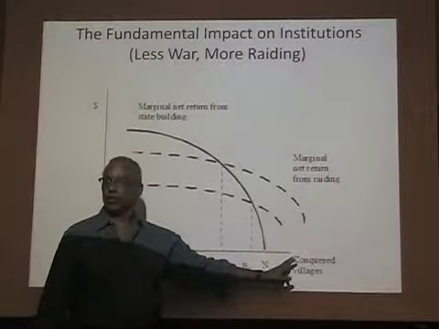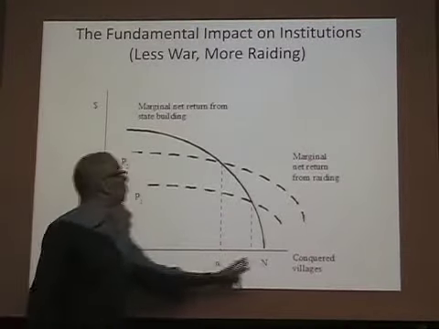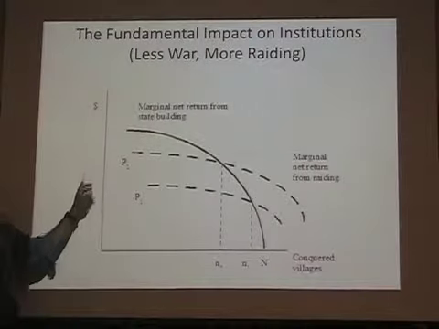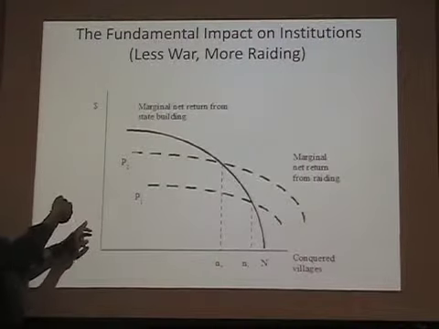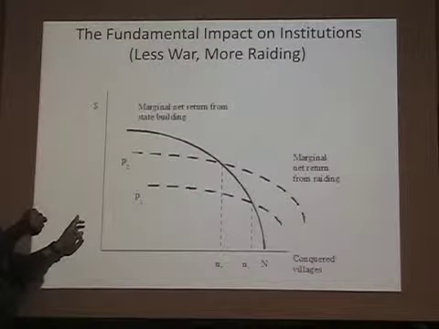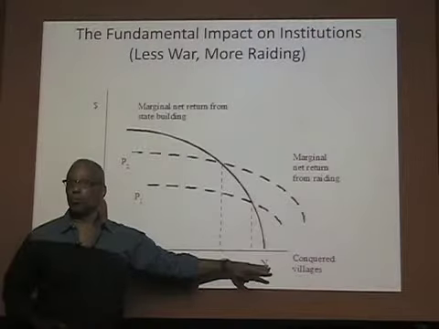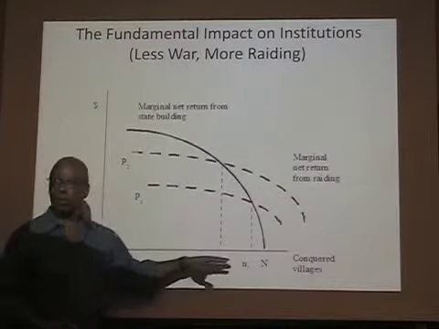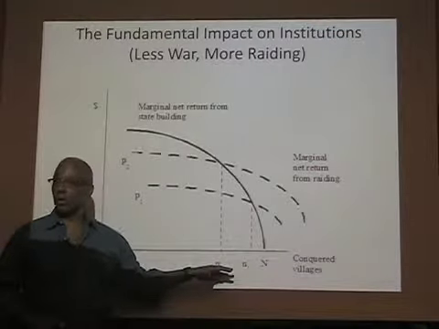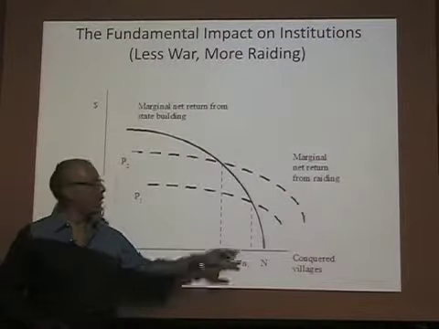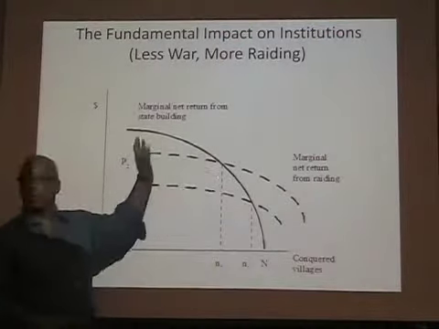We order villages along here, and the returns from the two activities, one being war, citizenry, taxing, the other one being raiding, just going out and capturing people. This is the marginal net return from building an empire. You go out, you conquer some villages, you bring them in, you socialize them, you put them to work, you set up a taxing system, and the revenue flows to the elite. Okay? This is the return from raiding.